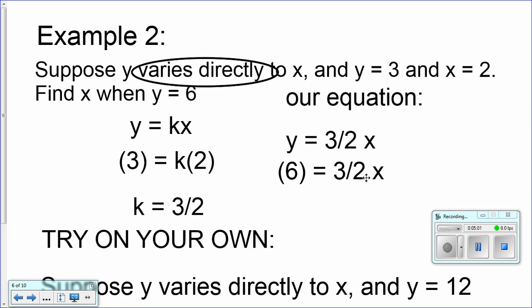To get rid of that 3 halves, I can divide by 3 halves, or I can multiply by the reciprocal of 2/3. 6 times 2/3 gives me 4. So x equals 4, and that's my answer.